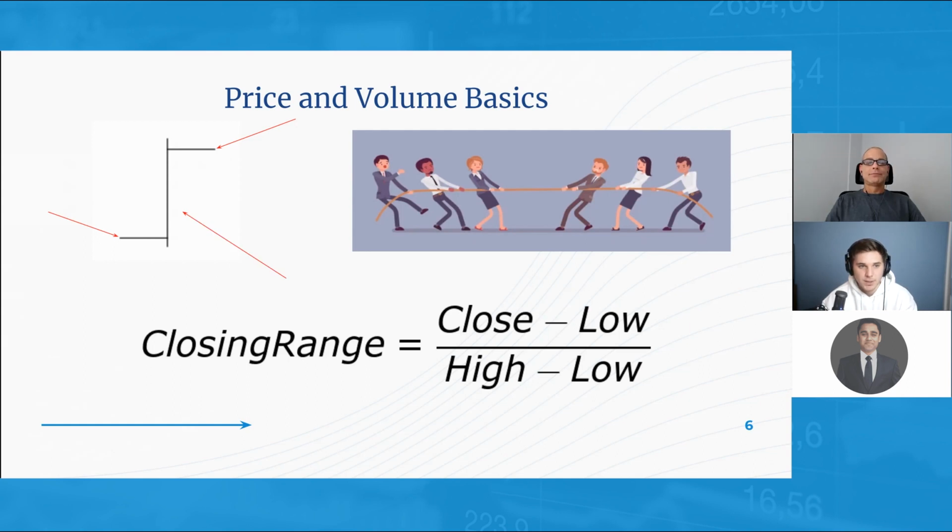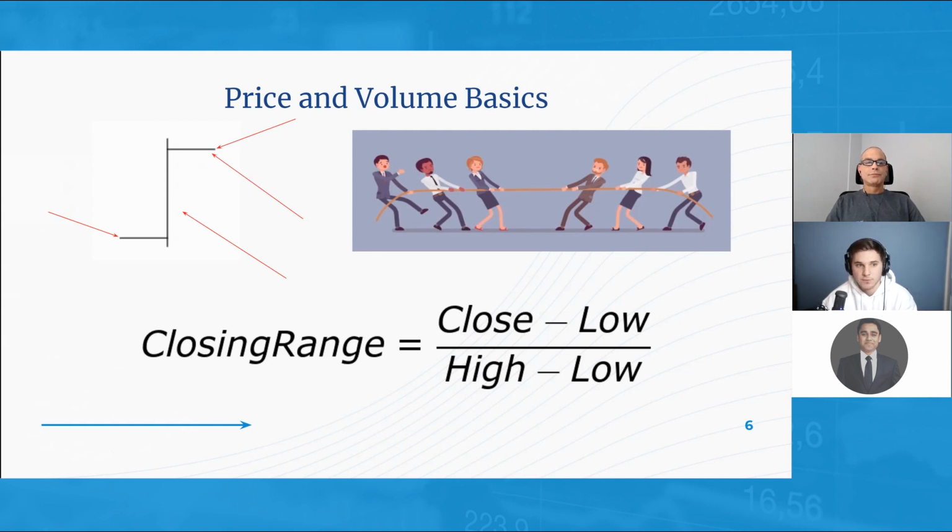I view each of these single bars, whether they represent a minute, 5 minutes, a day, a week, a month, a year, as a kind of match of tug of war between the buyers and the sellers. And the winner is determined by this closing range, which is the close minus the low divided by the high minus low. For instance, this bar right here, the close was pretty much right near the top of the trading range. So this would have basically a 95% closing range.